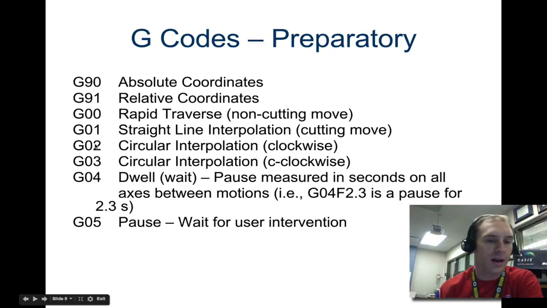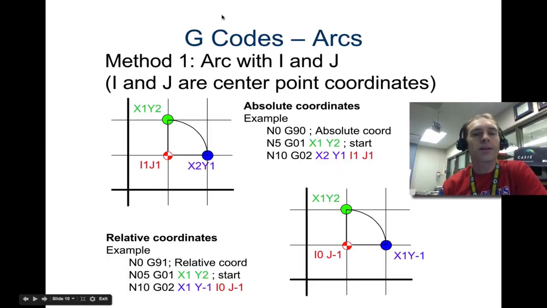G03 is a counterclockwise circle, and we typically don't use G04 or G05, dwell or pause, but you should note these because the Project Lead the Way final sometimes asks about them. So let's talk about how to do arcs or circles.